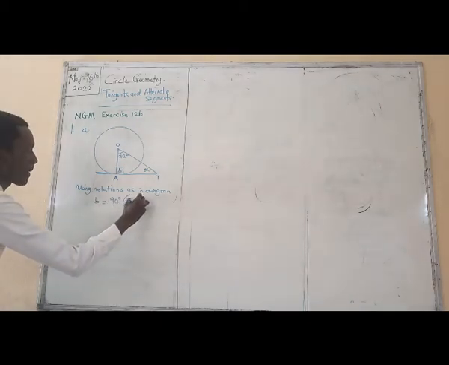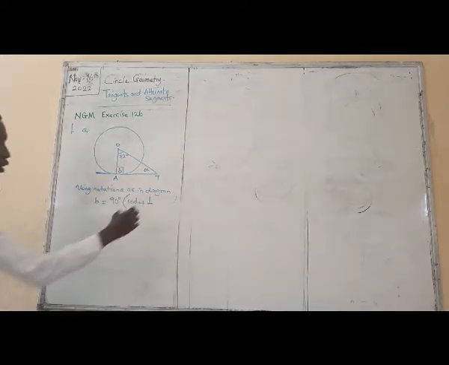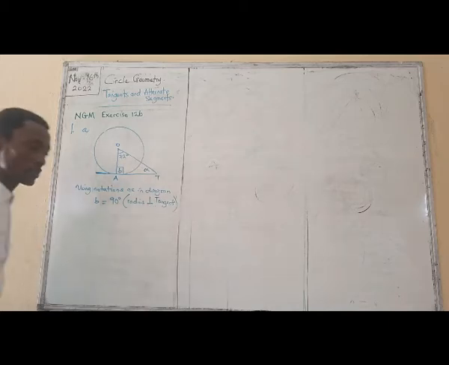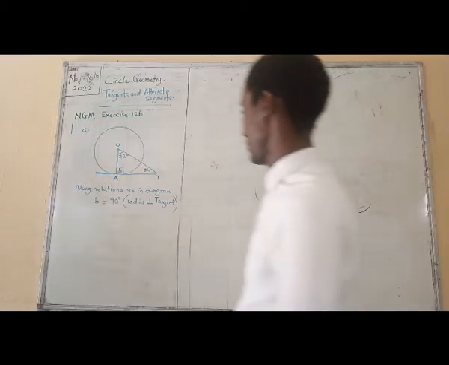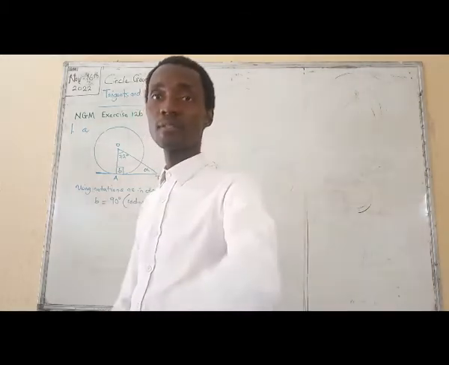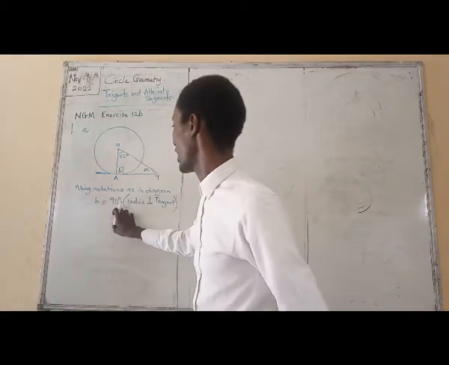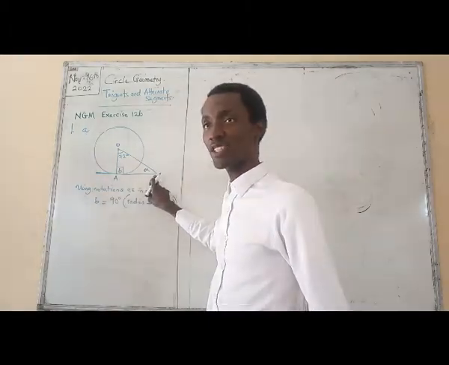Radius perpendicular. That sign means what? Perpendicular to what? Tangent. So the radius perpendicular to tangent will create the fact that this angle will be what? 90 degrees. Alright, so B is equal to 90 degrees. What's the reason? The radius is perpendicular to the tangent.